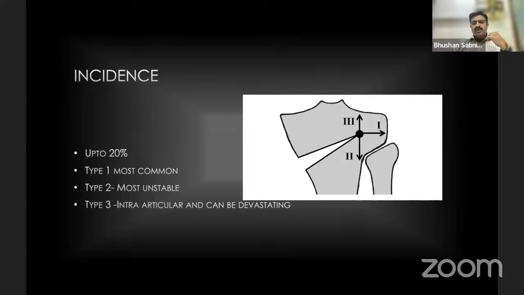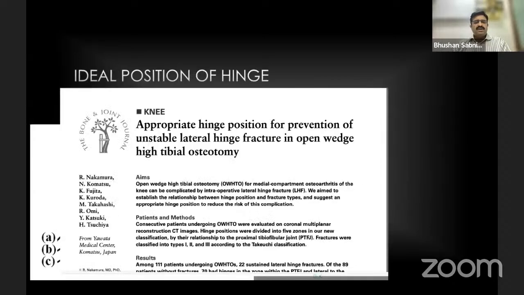So type 1 is the most common, and I feel most of our patients actually will have a type 1 fracture if you look at a CT scan done immediately. Type 2 is very unstable, and that needs to be looked after very carefully. But if you have an angle stable plate with hinge compression, you might get away with it just by offloading the osteotomy and not allowing the patient to walk for some time. Type 3 is unstable as well as devastating. The moment the patient starts weight bearing, the joint is going to collapse and you're going to be in a soup. Again, it's important to know where to create your hinge.